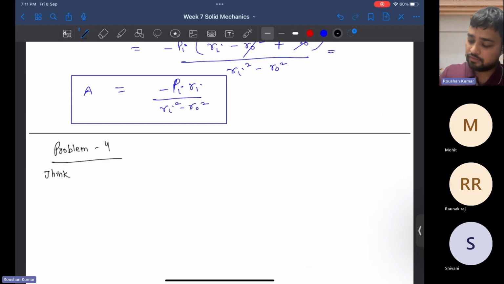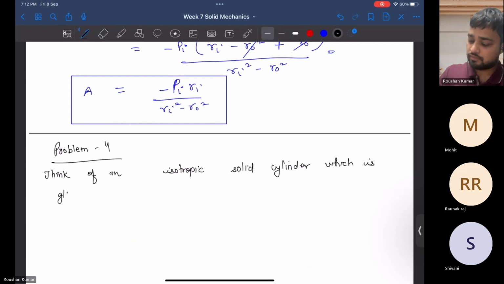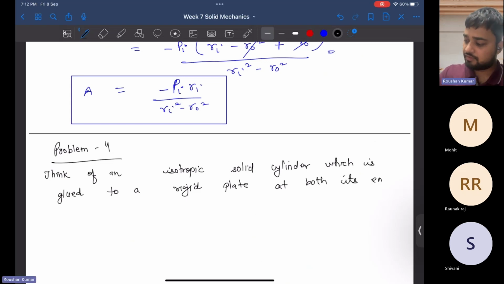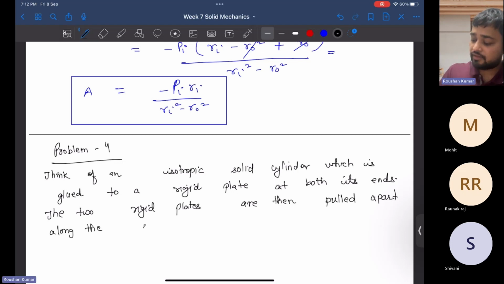So the question is, think of an isotropic solid cylinder which is glued to a rigid plate at both its ends. The two rigid plates are then pulled apart along the axis of the cylinder.